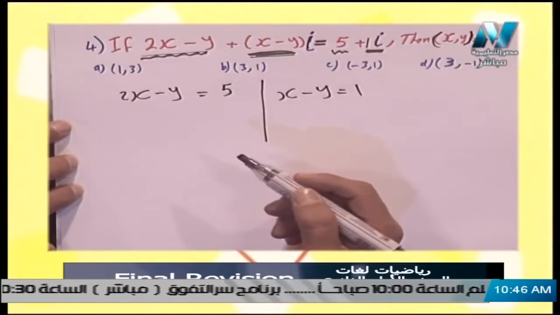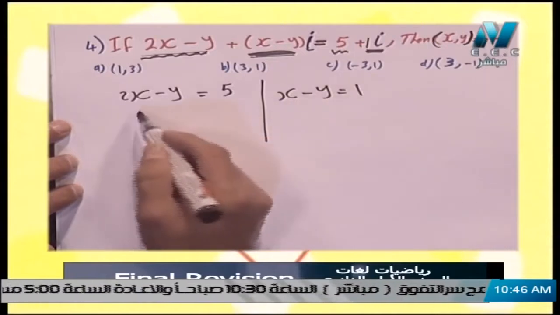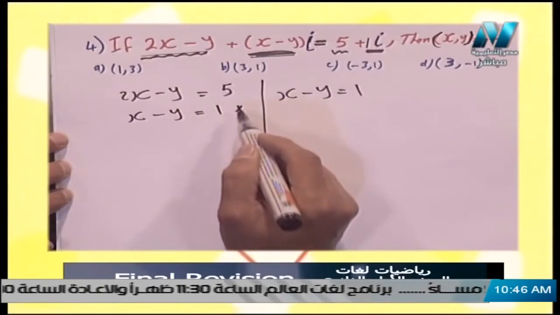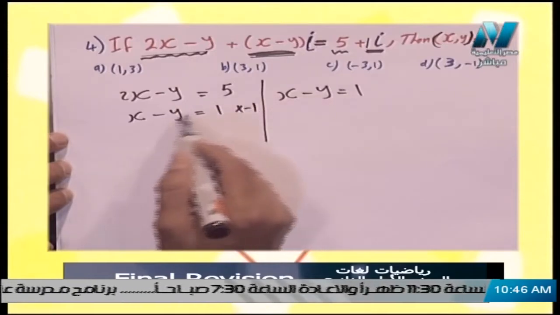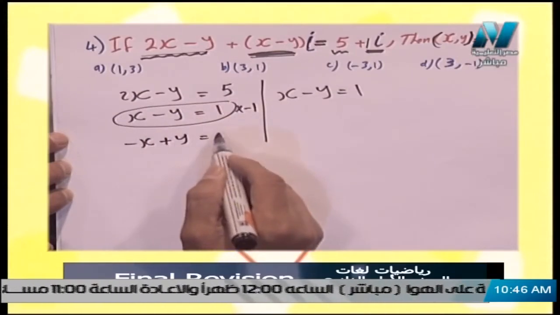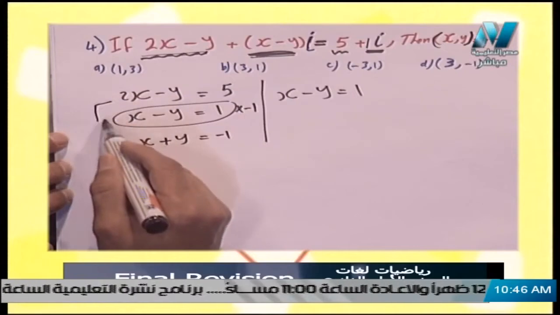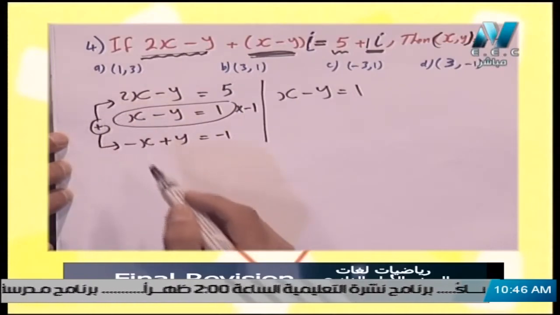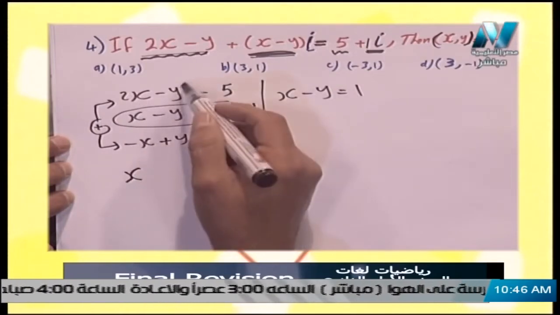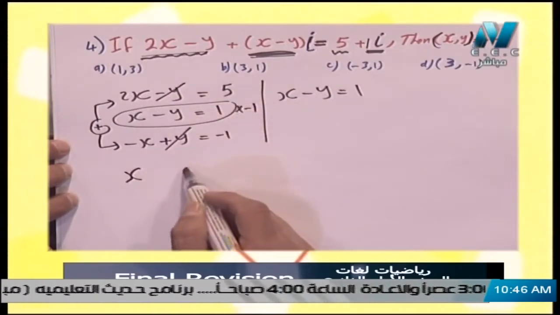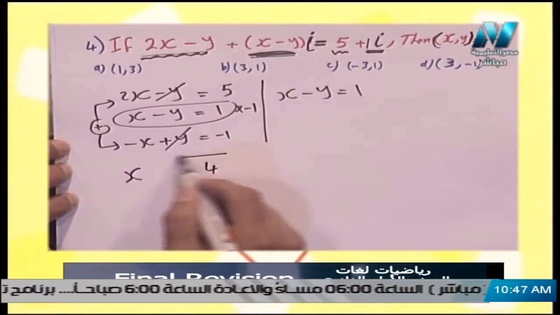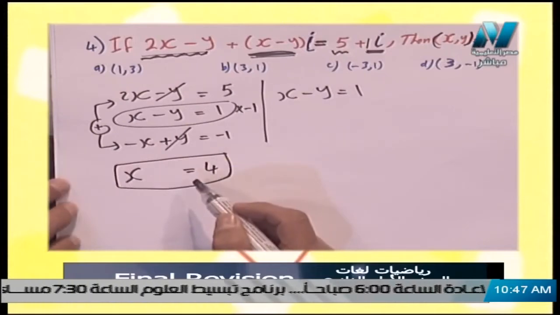So we have two equations here. By putting this equation x minus y equals 1 under this one and multiplying this equation by negative 1, it will be negative x plus y equals negative 1. Then by adding these two equations, we have here 2x minus x equals x, negative y cancelled with y, and the answer will be 5 minus 1 equals 4. So we have x now equals 4.